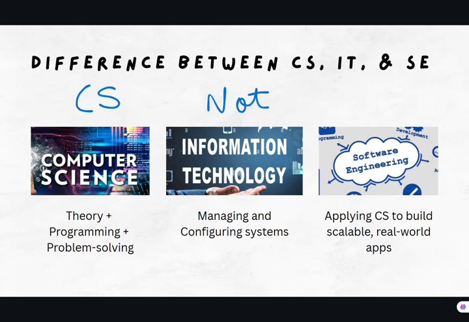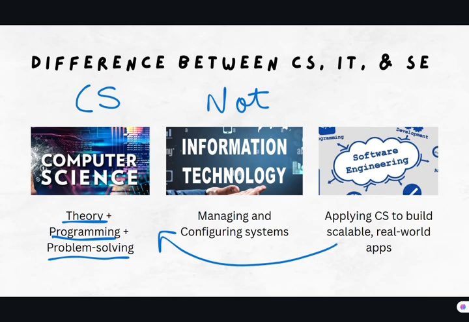CS is a broader term, and actually software engineering is a part of computer science. So CS is something which has theory, programming, and problem solving. What we mean by theory is that we have to study a lot of subjects, as I said: computer networks, computer architectures, operating systems, database management, software engineering, and a lot more, principles of programming languages, etc. Okay, so all of that comes under theory.